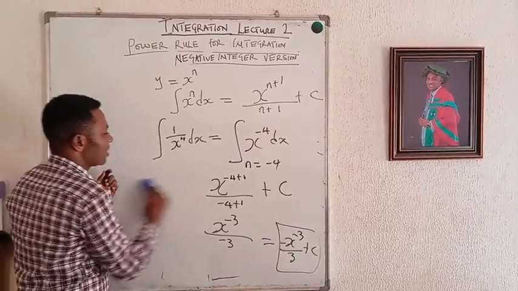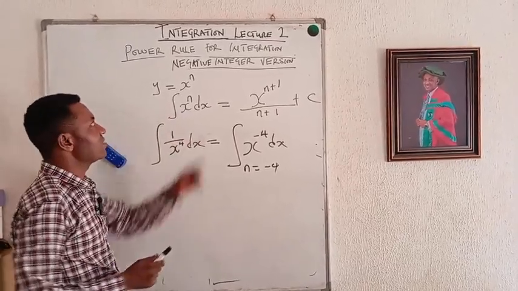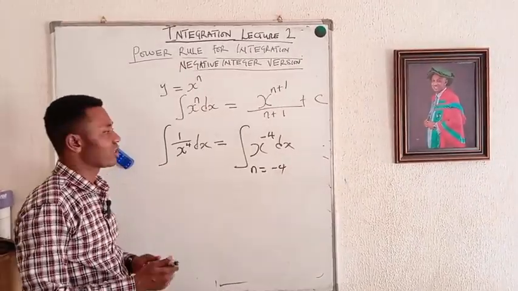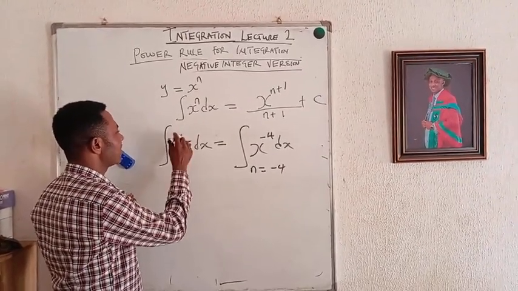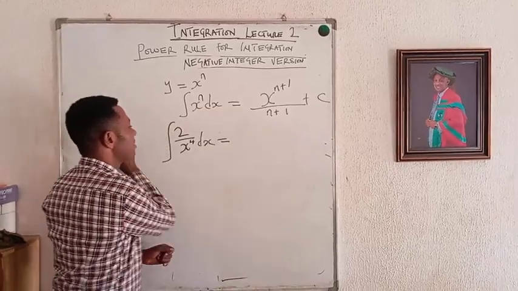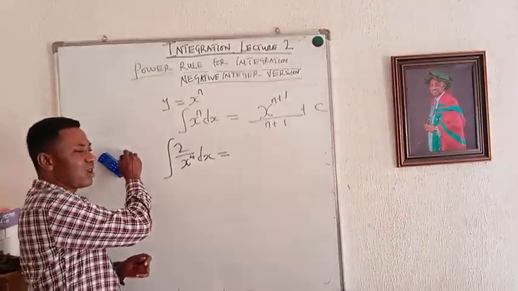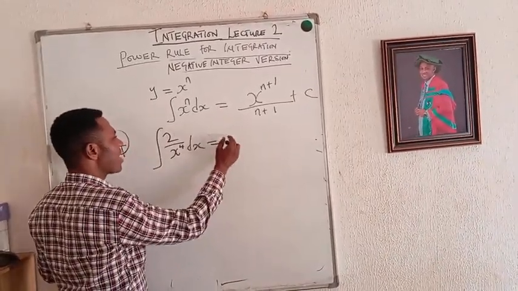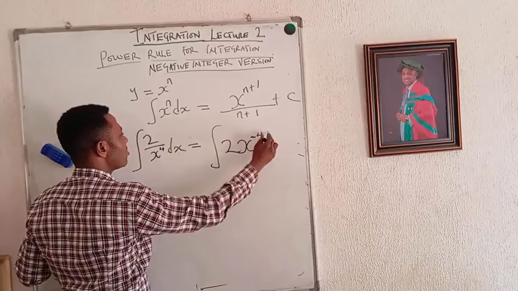Now, let's consider another example. Remember, we are still discussing the negative integer version using the power rule for integration. Now, let's introduce a 2 here, so this is example 4. What are we going to do? It's the same. We can rewrite this as 2 x power negative 4 dx.